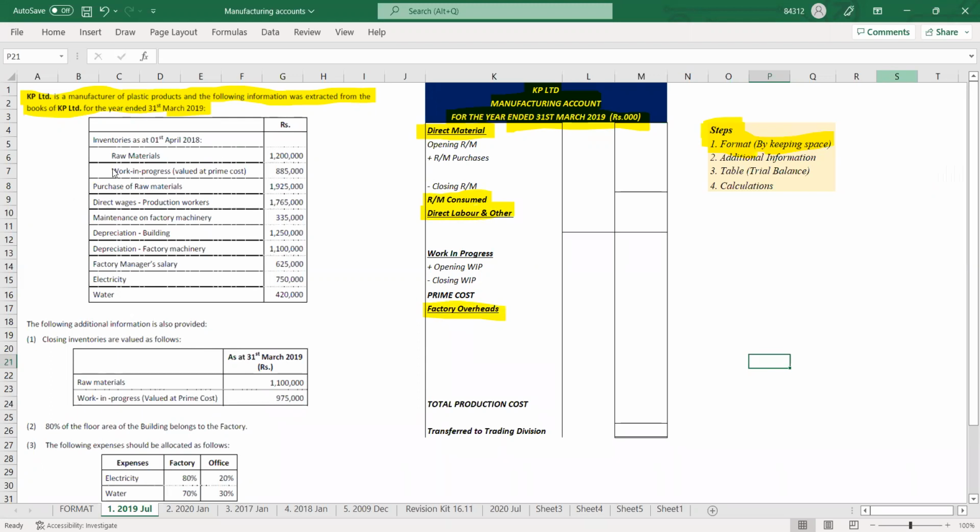So if you look at the question, now let's read the question. Inventories, raw materials, work in progress. See here they have mentioned valued at prime cost. So if they mention the work in progress is valued at prime cost, you have to write the work in progress heading before the prime cost. Okay, right. Then we keep space for factory overheads, then the total production cost. I'll explain the last part later.